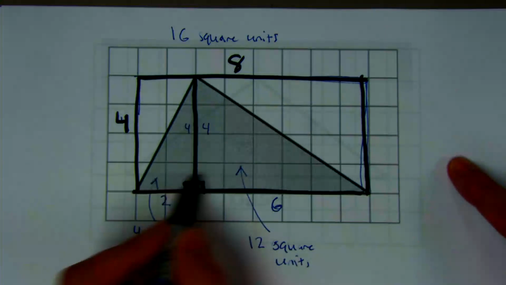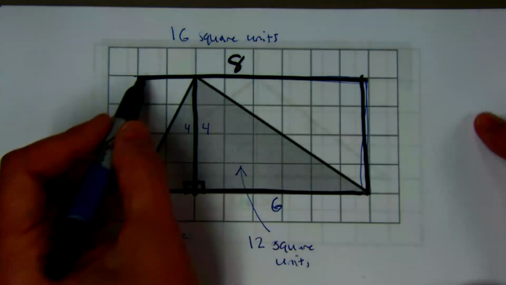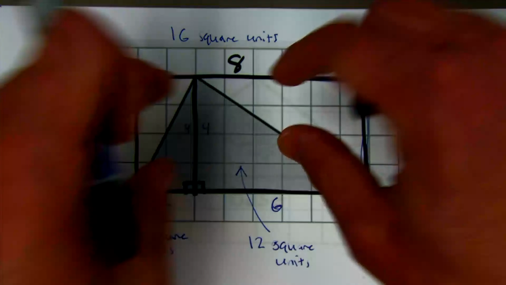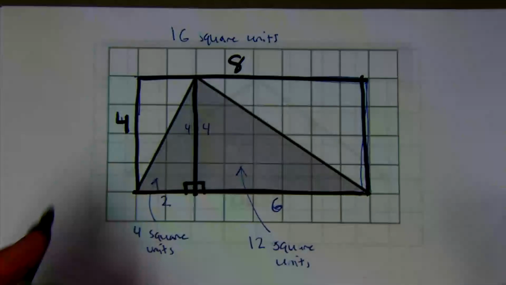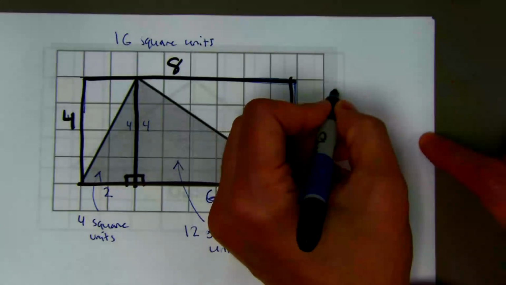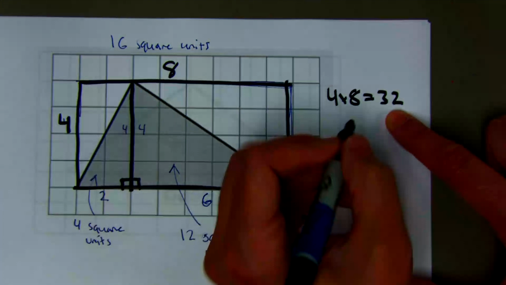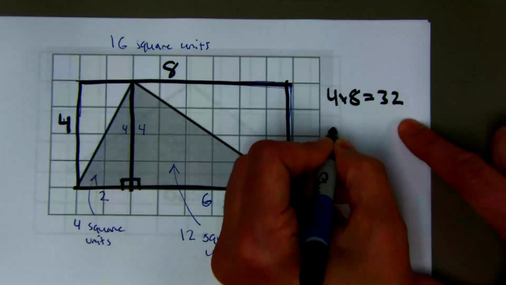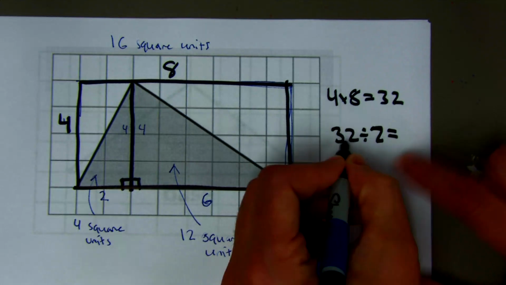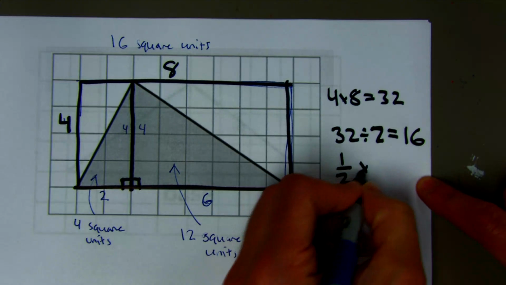So even when you don't have right triangles, you can still just find the area of the rectangle that the triangle would be inside, and then find half of that. So again, I'll write this. 4 times 8 is 32, so that's the area of the entire rectangle. And 32 divided by 2, or finding half of 32, is 16. Another way you could look at it is 1/2 times 32.